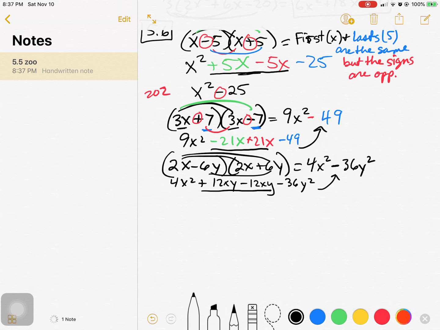One other example they give you is, what if you were given something like this? This is also page 202.